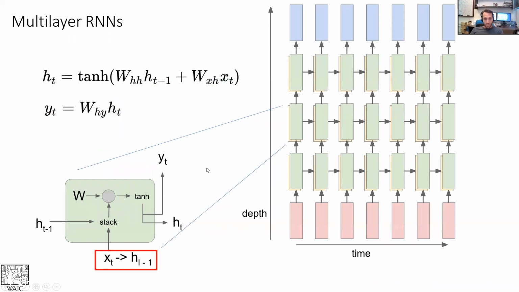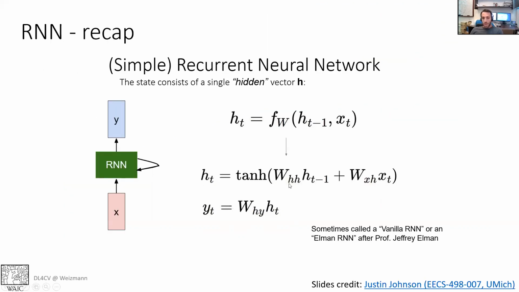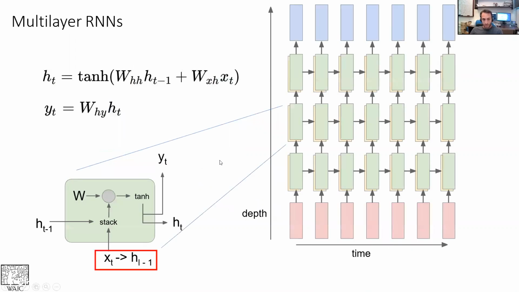Now, if we just think about W_hh, this is the weight matrix for the hidden state, and this is the weight matrix for the input to the hidden. Okay? And we can also think about these weight matrices as concatenated, and then we also concatenate the h from the previous time step and the input, and then we can think about it as just one big weight matrix.